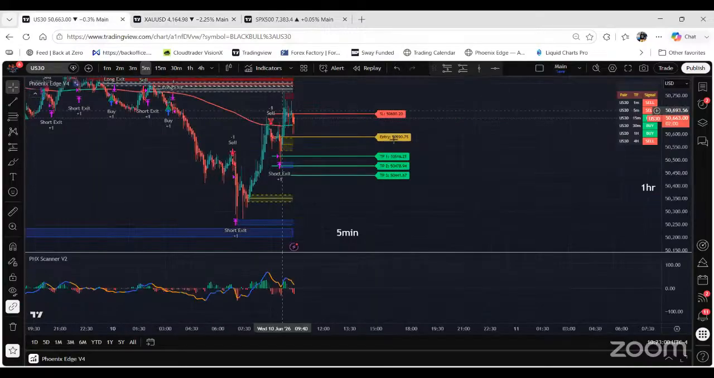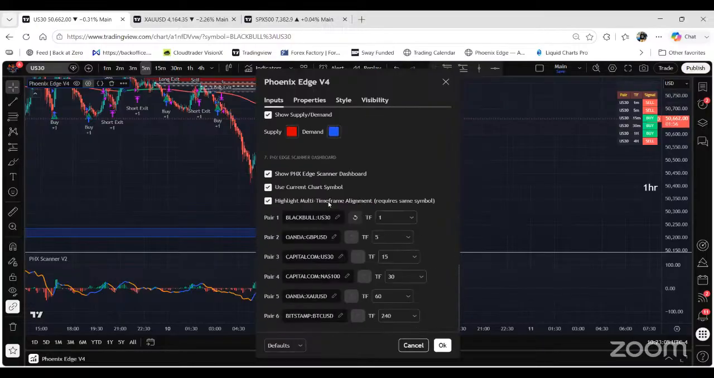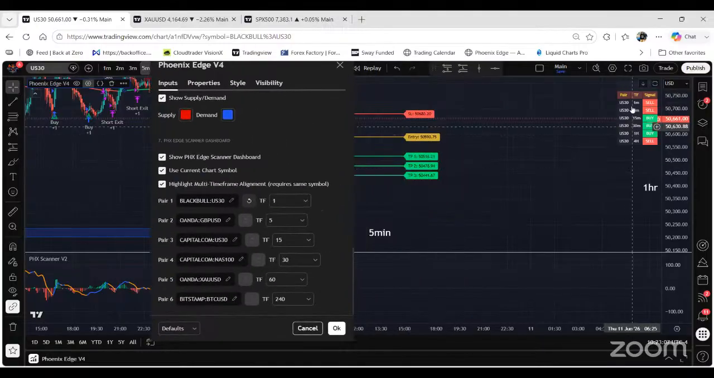All right, so real quick, going back. We have our dashboard settings at the bottom. Again, dashboard is over here. All it's doing is showing you the momentum. Same thing that the Phoenix scanner at the bottom is doing, just on the higher time frame, so you don't have to do it. So you have your time frames. You can choose your time frames.